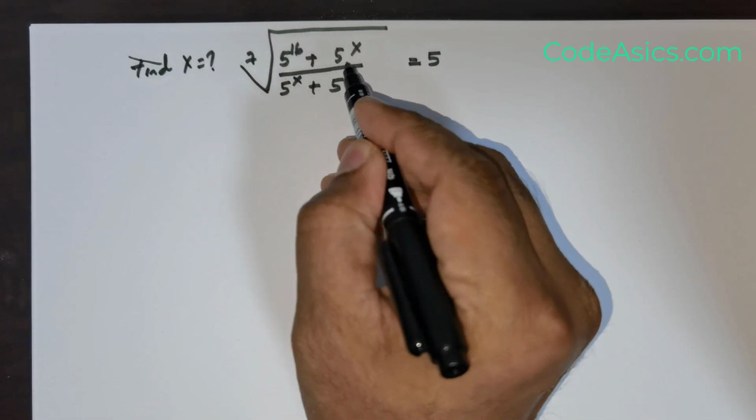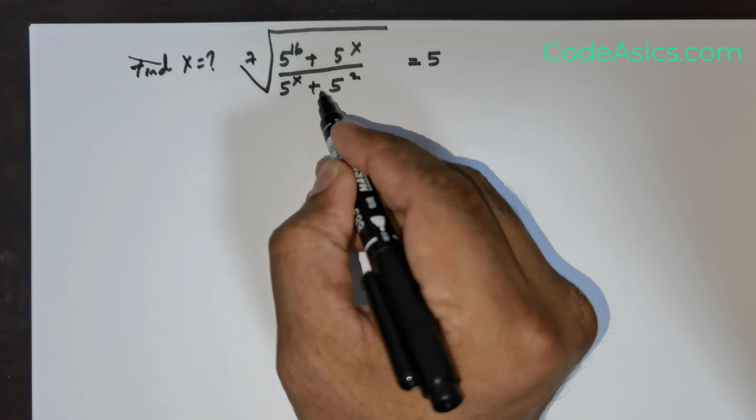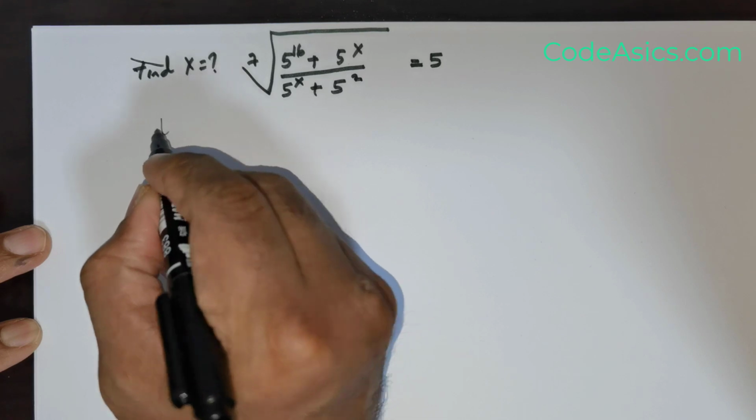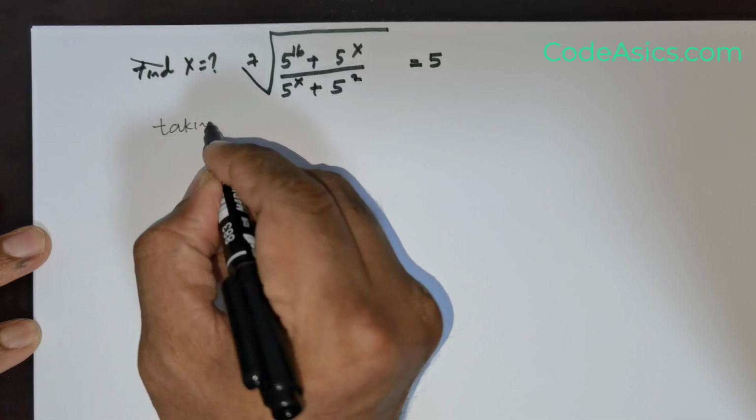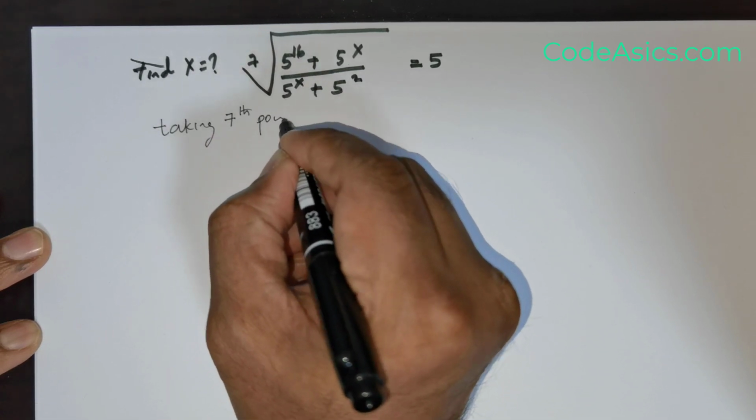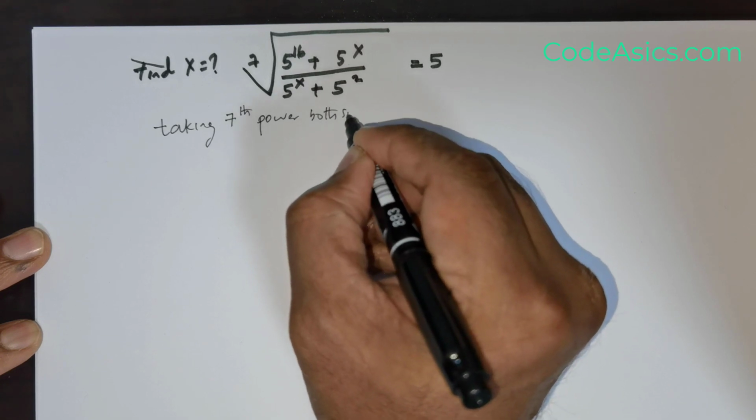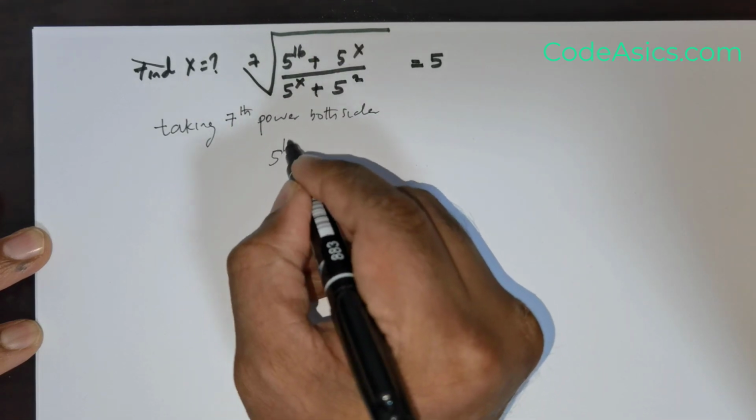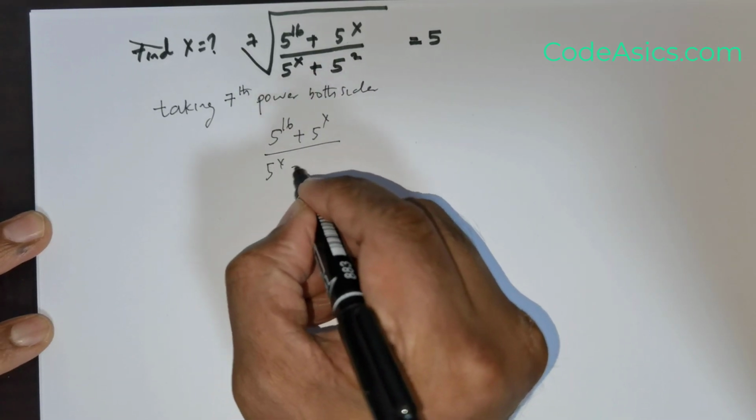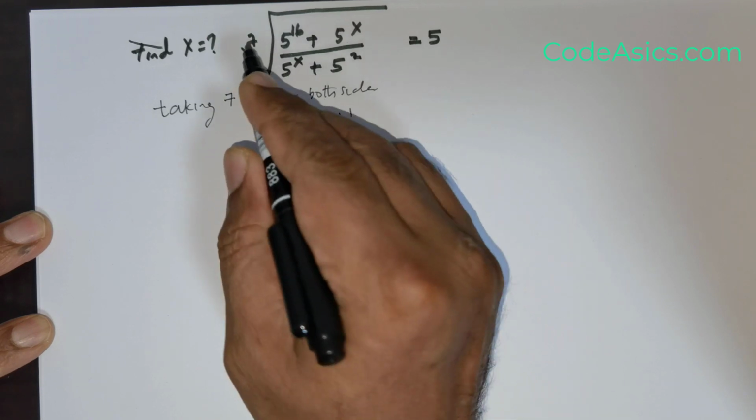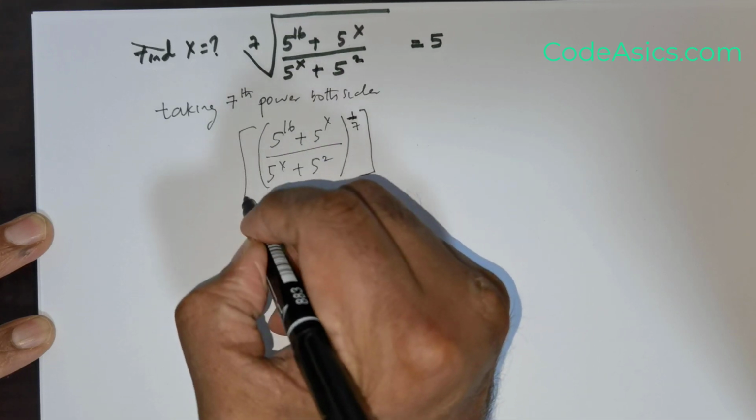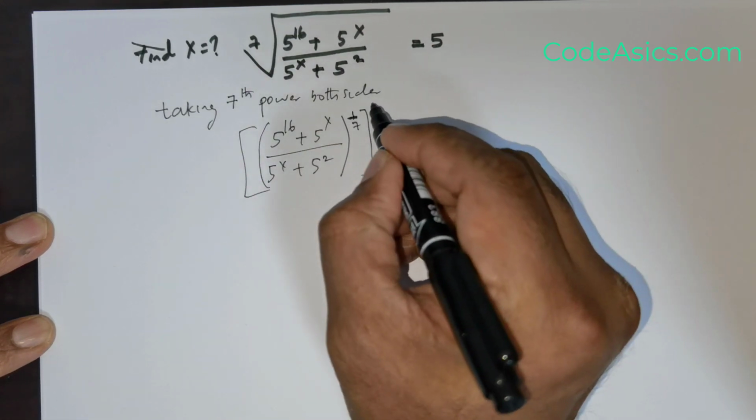We are expected to find the value of x given that the 7th root of (5^16 + 5^x)/(5^x + 5^2) is equal to 5. So what I wish to do foremost is take the 7th power of both sides. This is the 7th root, right? So it means this is raised to the power of 1/7. What I wish to take is the 7th power.